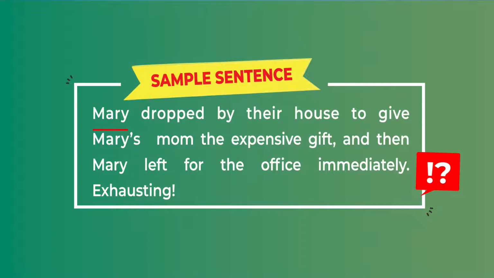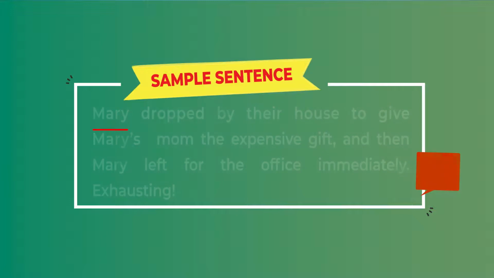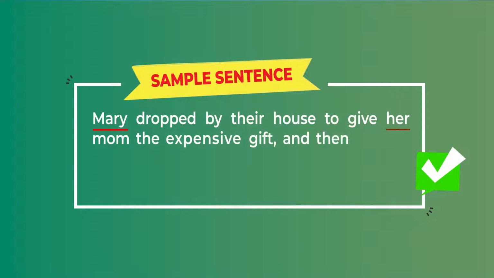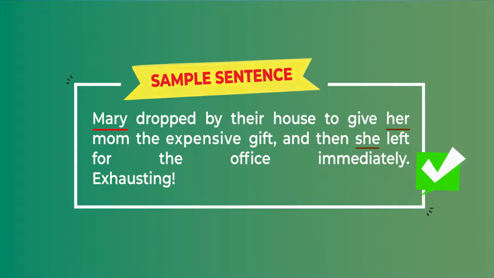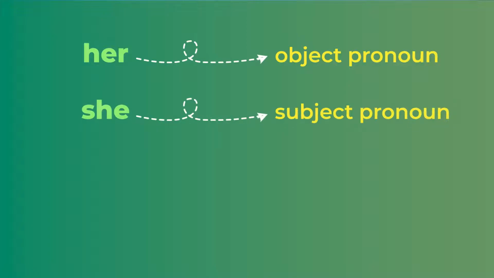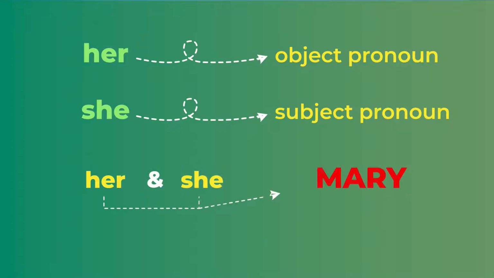However, when we use pronouns, the sentence reads and sounds better. Consider the sentence with pronouns in it. Mary dropped by their house to give her mom the expensive gift, and then she left for the office immediately. Exhausting. In our example, her is an object pronoun, whereas she is a subject pronoun. Both her and she in the sentence replace the noun Mary in the sentence. We'll learn more about pronouns in our other videos, so don't you worry.